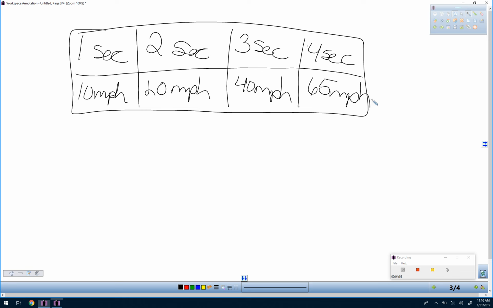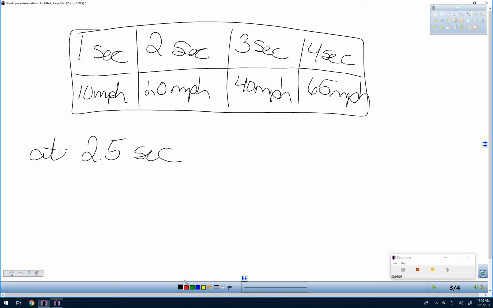Let's say you wanted to find its instantaneous velocity at 2.5 seconds. Well, the problem is I don't have any data for that. I can tell you how fast it's going at 2 seconds, I can tell you how fast it's going at 3 seconds, but I can't tell you exactly how fast it's going at 2.5. So could we approximate that rate of change? The answer to that is yes.